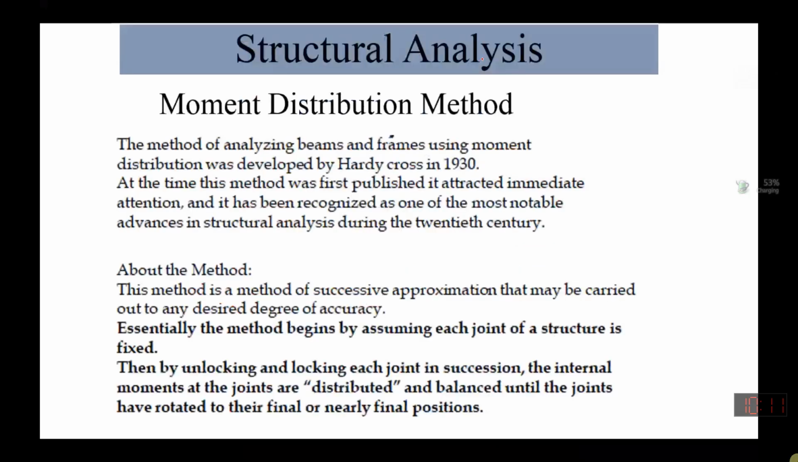This method was originally developed by Hardy Cross in 1930. He was the original founder who developed it. At that time, it was the very first method for the analysis of indeterminate structures. That's why it took the attention of all the practicing field engineers, and they started doing analysis with it. What this method does is, it is basically a method of successive approximations. How it deals with the problem, how we do the analysis within this method.